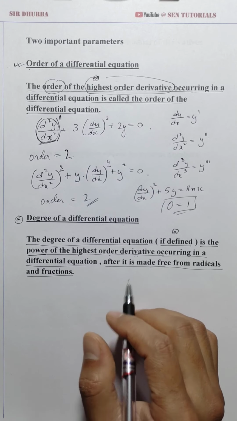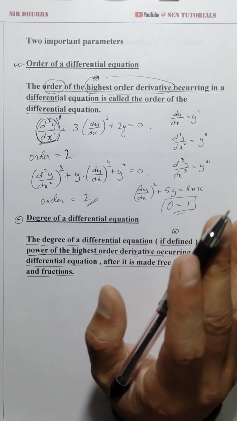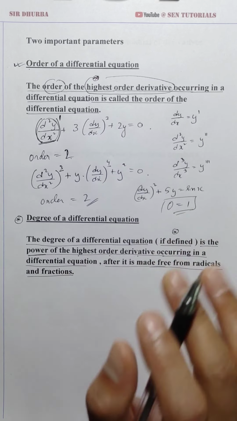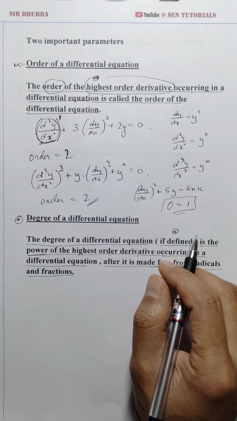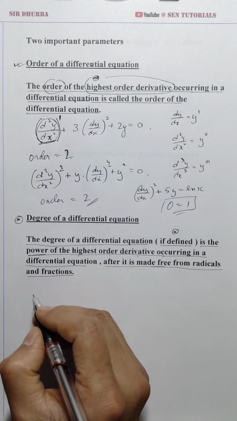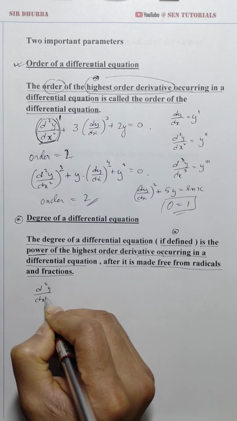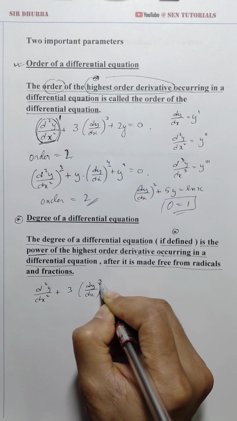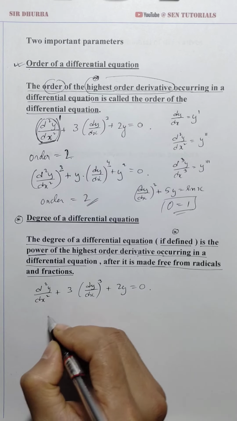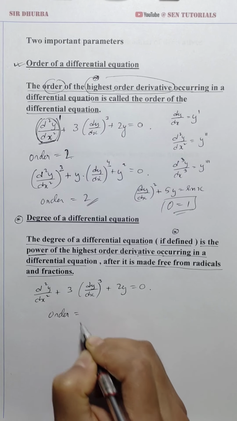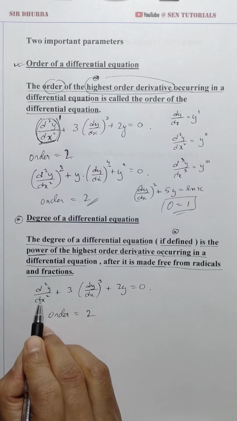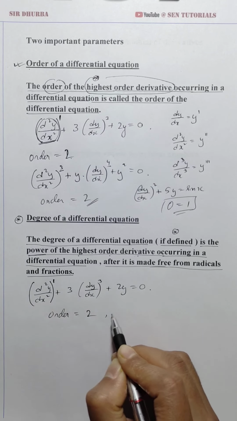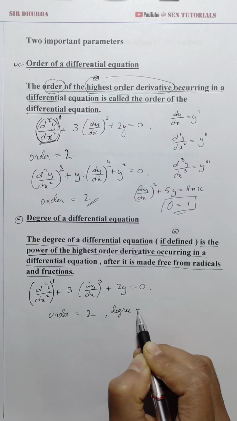So it doesn't mean that every differential equation's degree can be defined. There are differential equations whose degree cannot be defined. Order will be defined, degree will not be defined. Now when we look at the same example, d square y by dx square plus 3 (dy by dx) whole cube plus 2y equal to 0. Your first job is to find the order. Order is 2. And what is the power of this second order derivative? Power is only 1. So degree will be 1.